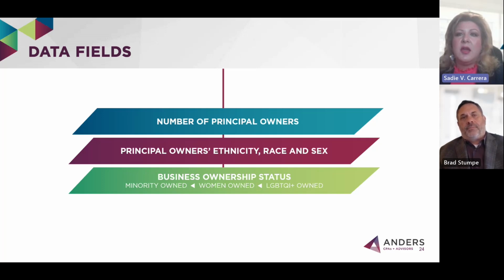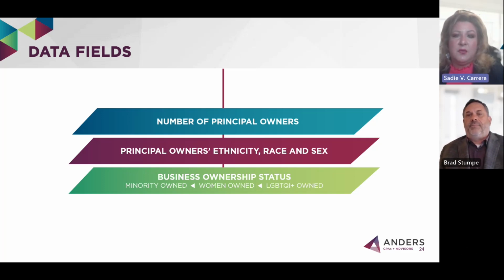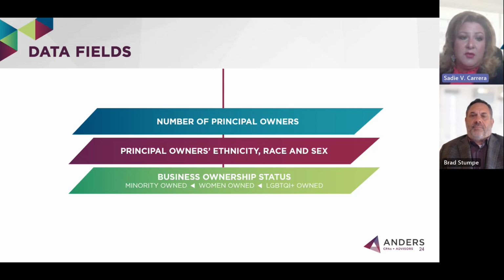And finally, on our last slide, we have some important information. We have some important fields here. It's important because it's extensively covered in the rule. There are a lot of pages that give guidance on how to collect principal owners' ethnicity, race, and sex, and business ownership status. In fact, in the small entity guide, there's 30 pages alone that will give you information on how to cover those.